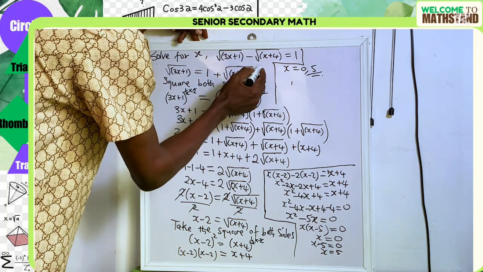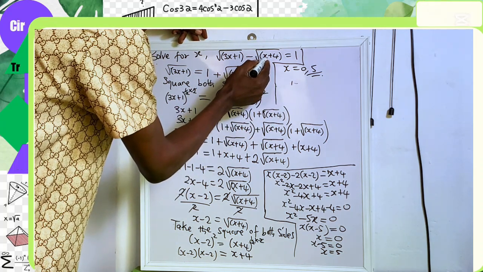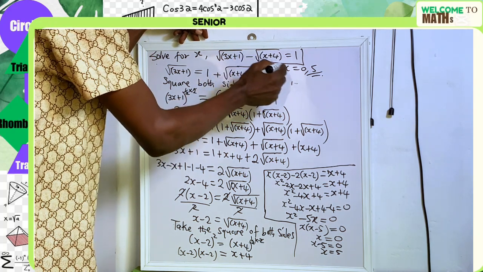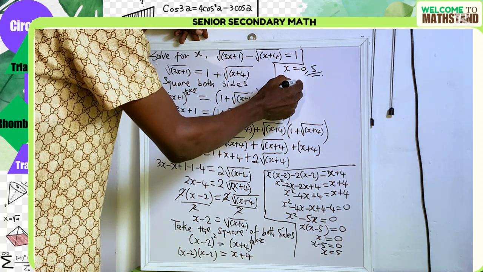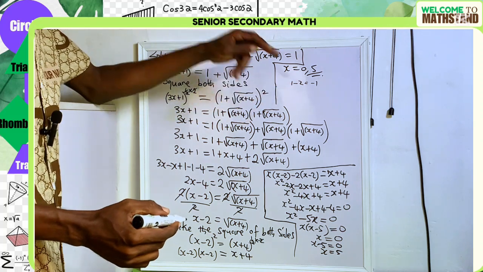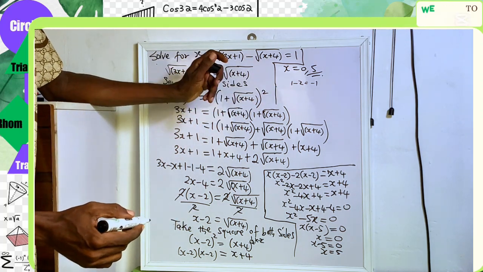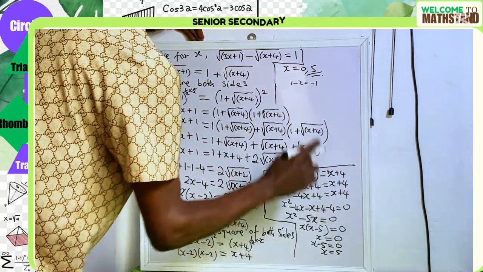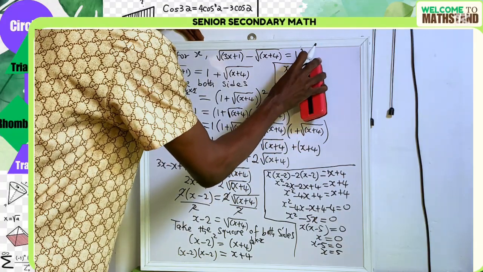Now I go to this other part. I put 0 here. That means it's going to be 0 plus 4, which is 4. The square root of 4 is 2. That's 1 minus 2, so 1 minus 2 is equal to minus 1. So therefore 0 is not the exact answer or solution to this equation. So I know that 0 is not our solution.